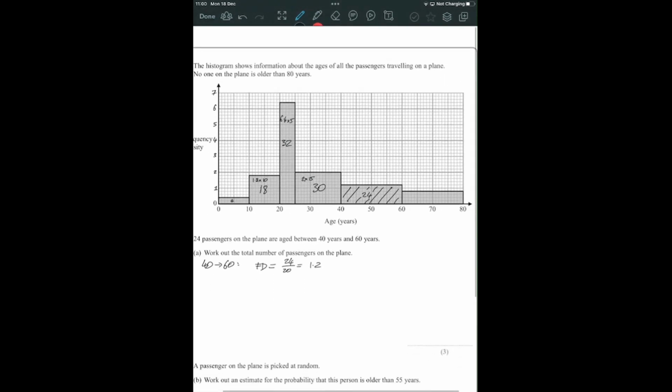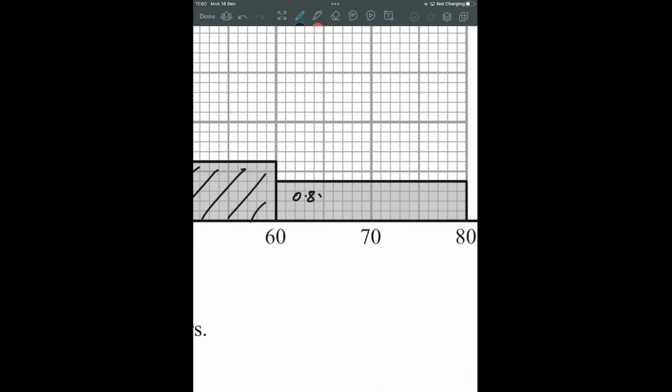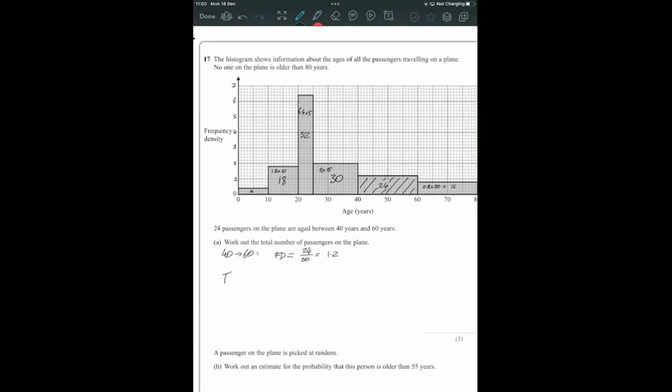And finally, all the way over here, that's just below the thicker line, so that's a 0.8, a base of 20 is a 16. So now the total number, I just need to add these up, the 4 plus the 18 plus the 32, all the way to the 16. Now as I'm writing, I see a couple which pair up quite nicely, but again, for safety, we type this into our calculator, giving me 124. There are 124 passengers on this plane.